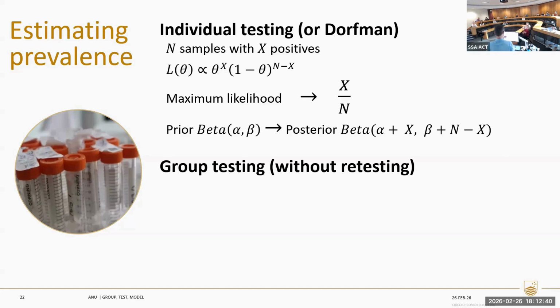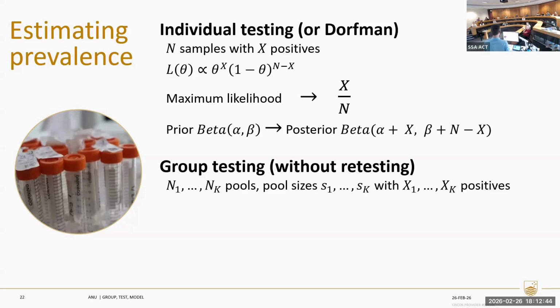But if you're doing group testing without retesting, it gets tricky very quickly. First, in real life, there's not a single pool size. It's not like we're all putting them in neat rows. Mosquitoes don't line up in rows, so you get lots of mosquitoes over here and not many over there. And so you actually get different pool sizes. Your likelihood still looks like a pseudo-binomial, but the probability of a pool being positive depends not just on the prevalence, but on the size of the pool.